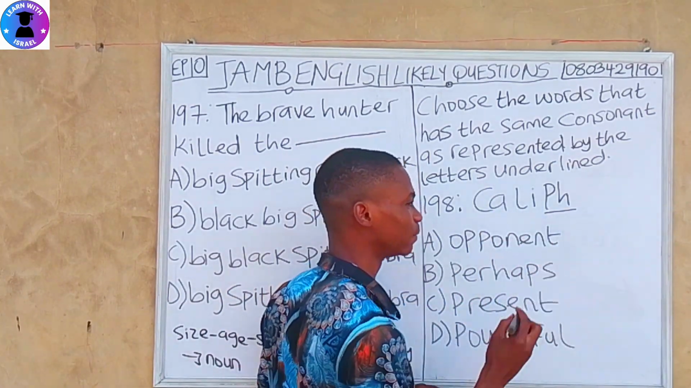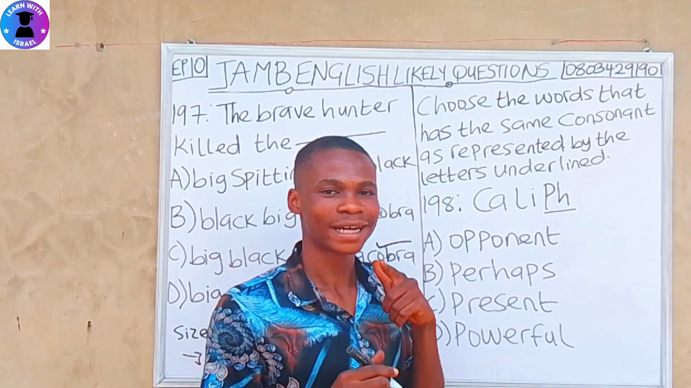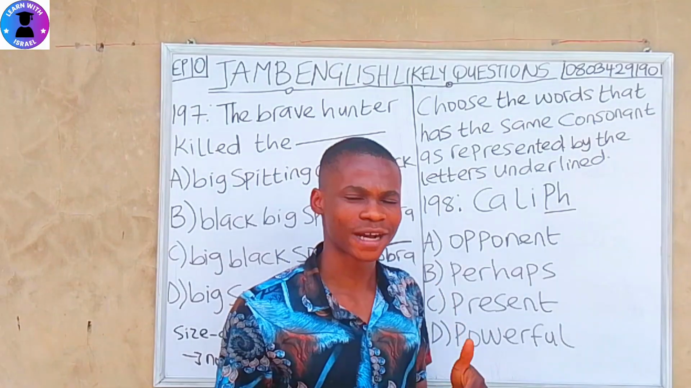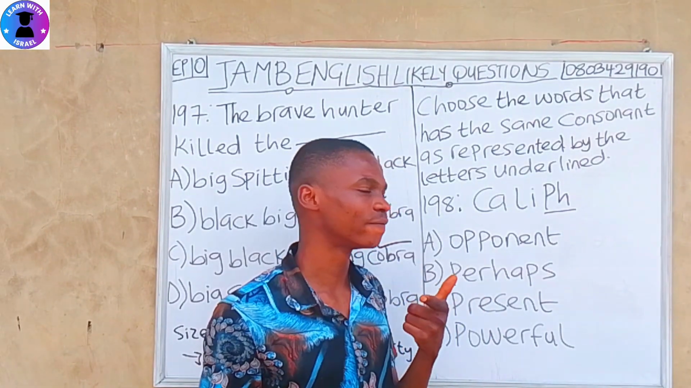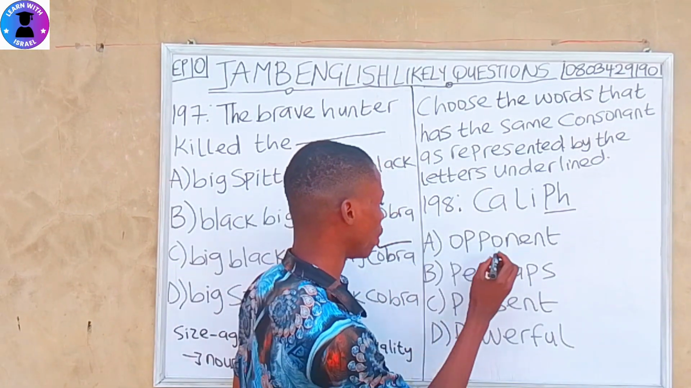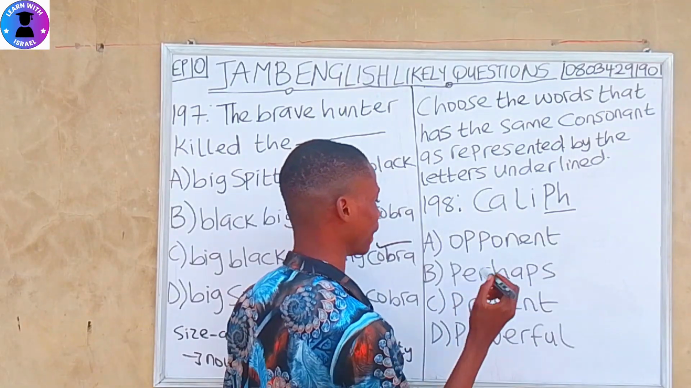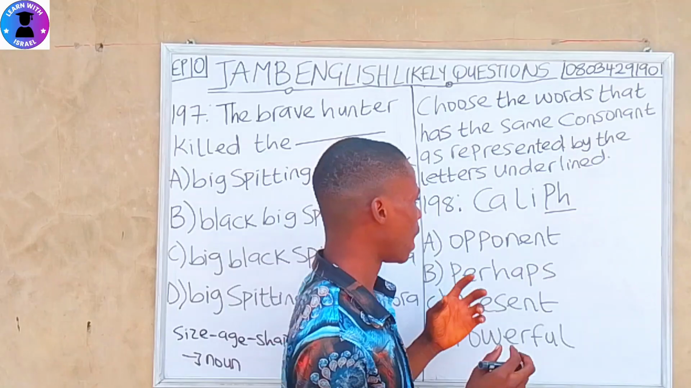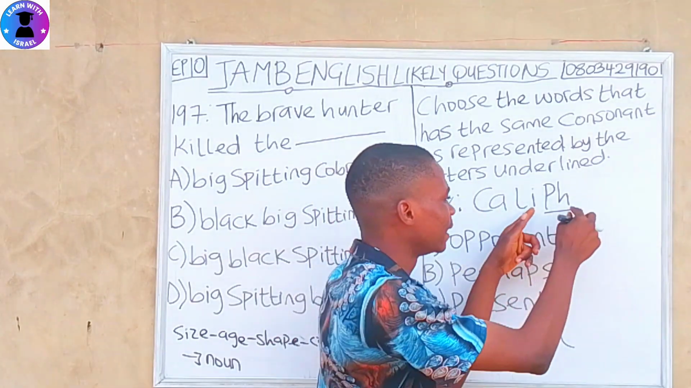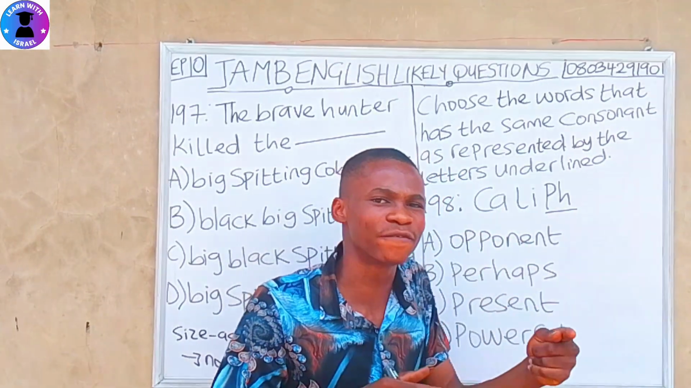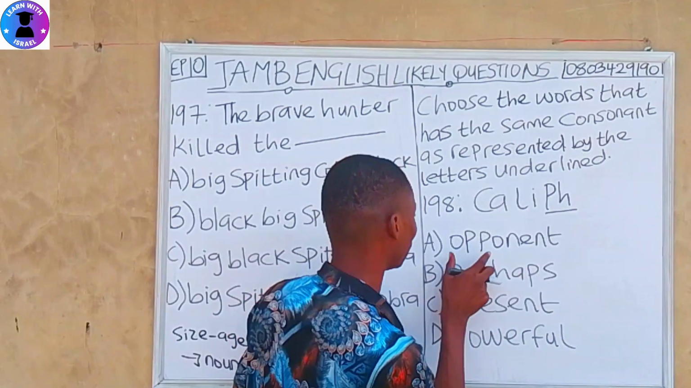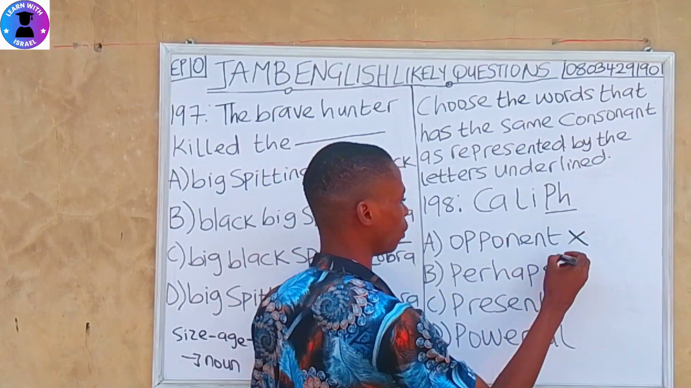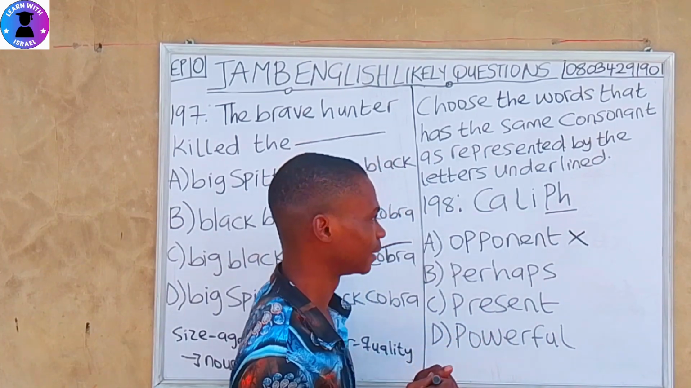It is Khalif. It's pronounced as Khalif. This PH sounds as Khalif. So option A, opponent. Option B, perhaps. Option C, present. Option D, powerful. So if we check this underlined word, Khalif, and option A, opponent, that doesn't sound correct with this. So opponent is wrong.